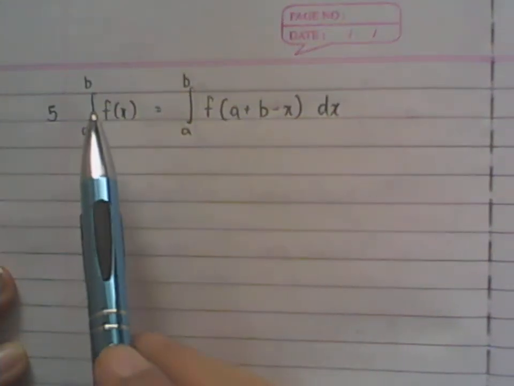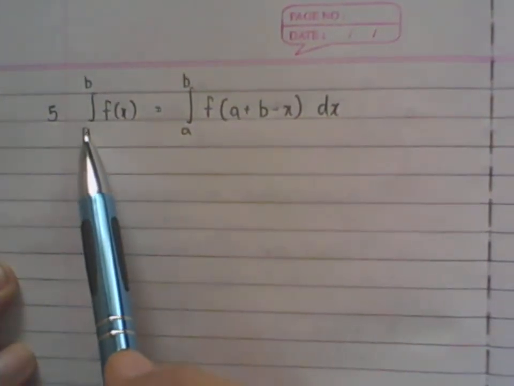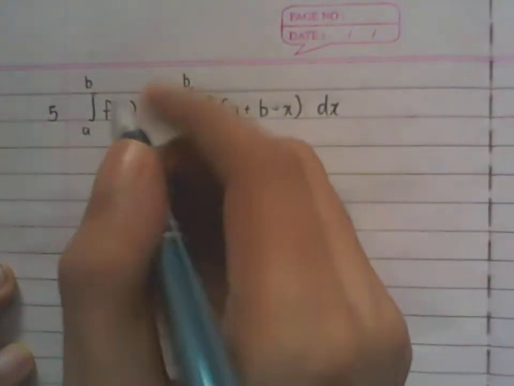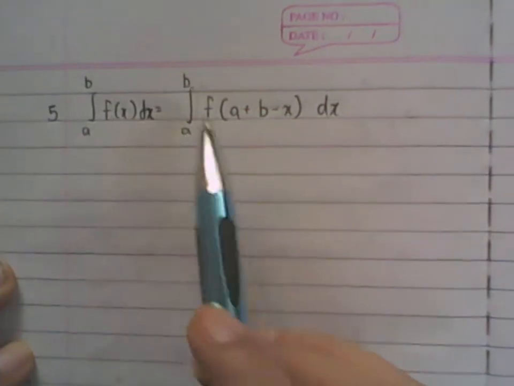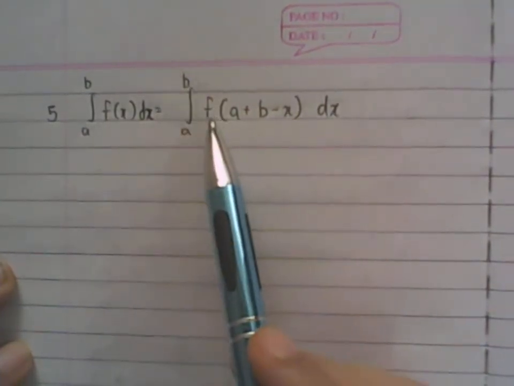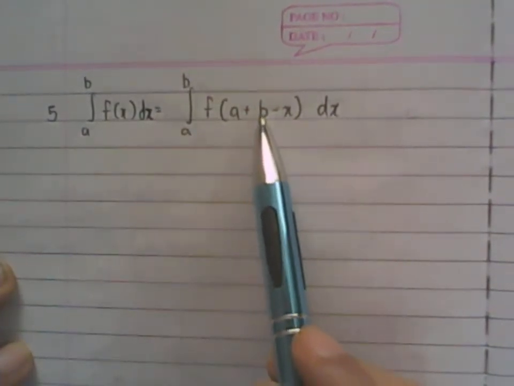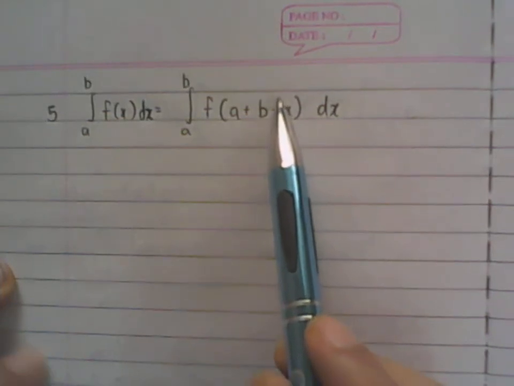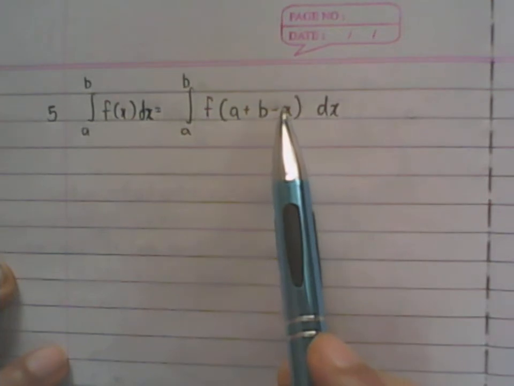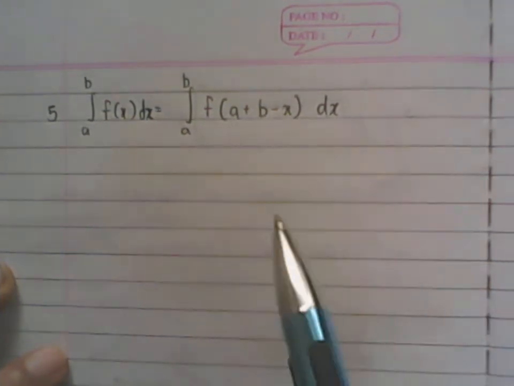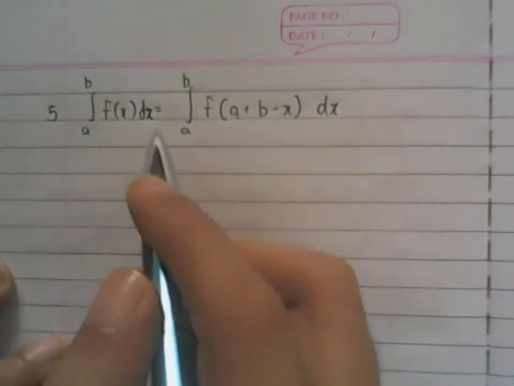This is a very interesting property which says that the definite integral from a to b of f of x with respect to x is the same as the definite integral from a to b of f of a plus b minus x. So this is kind of a composite function where you have f of something, where that something is in turn a function of x. So let's try to prove it.